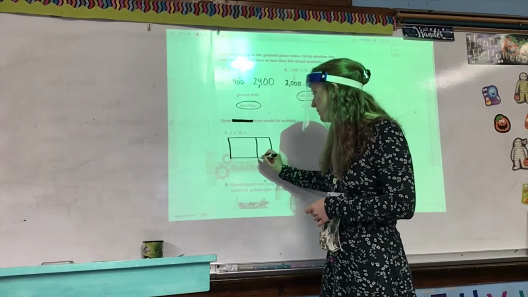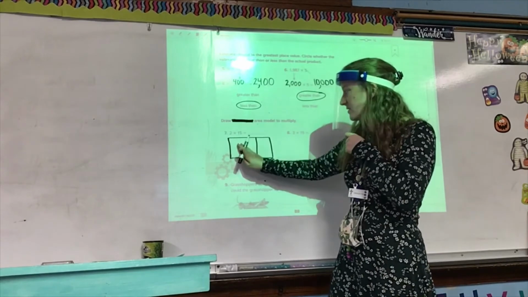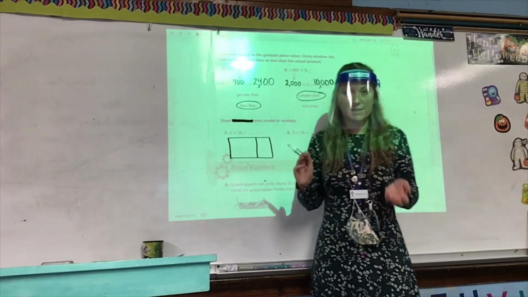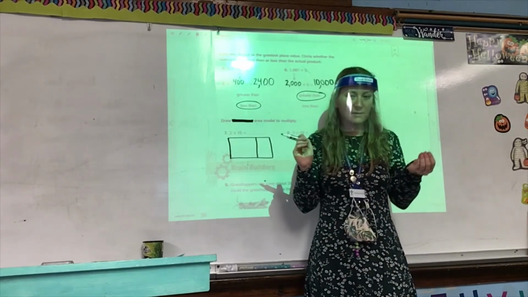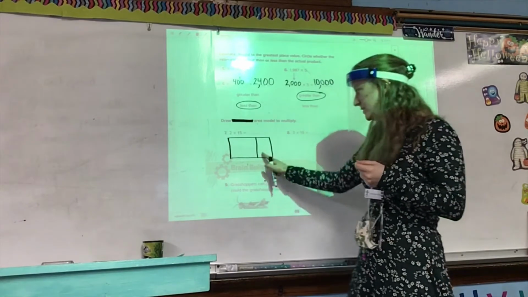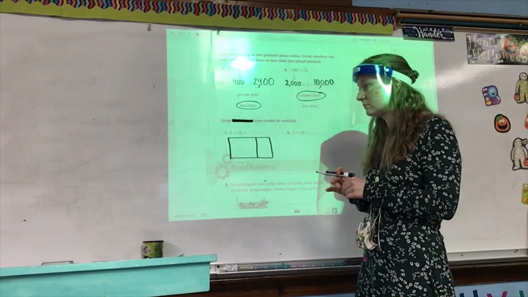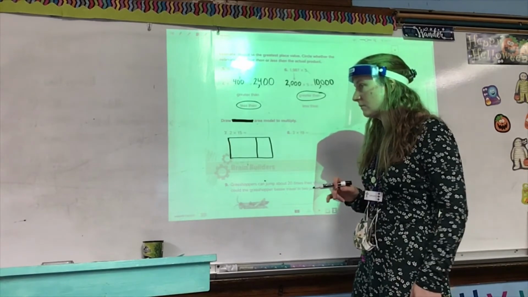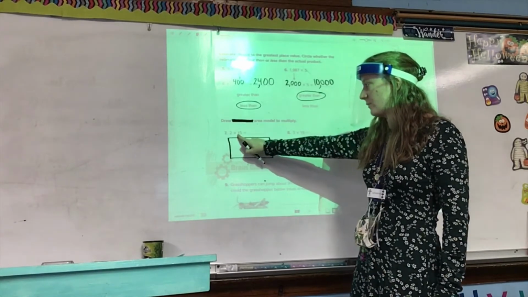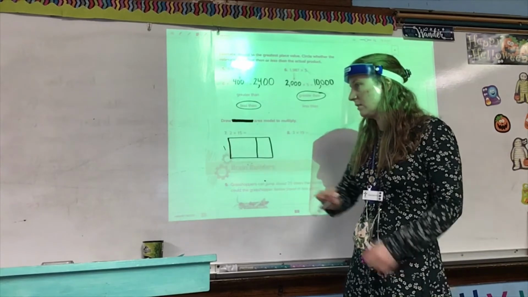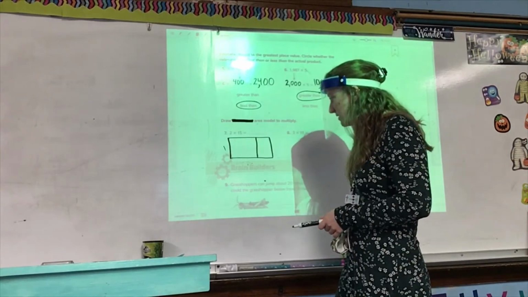Not the opposite. Because remember, 10s are on the left, 1s are on the right. Which one is smaller, 10s or 1s? Class? 1s. Okay, now what? Not the smaller digit, because the smallest digit would be 1. So do I put 1 here? No. Not the smaller digit, but the smaller.